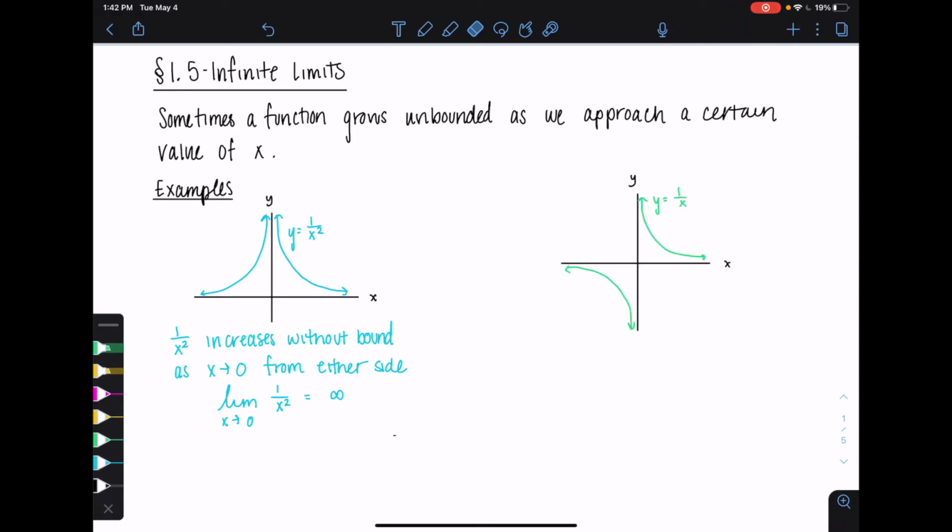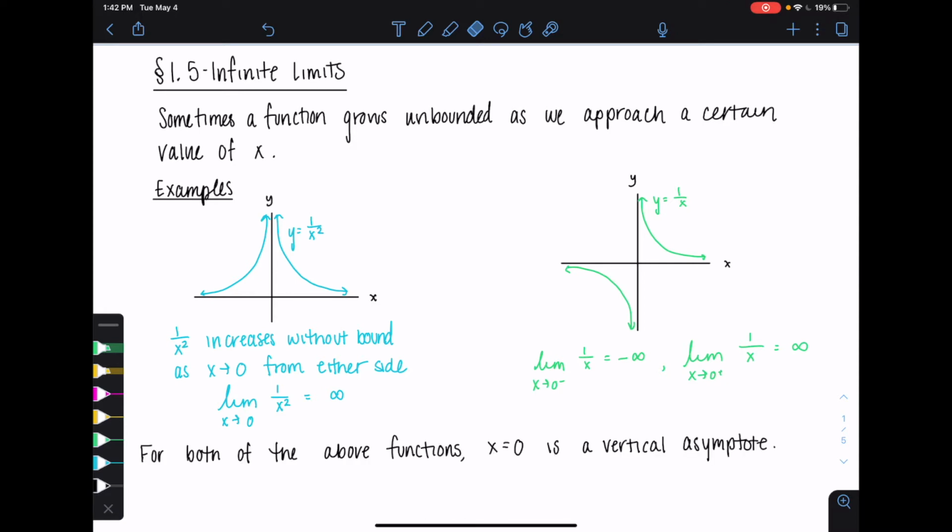If I look at 1 over x, though, on one side, as we approach 0, it goes to negative infinity. On the other side, it goes up to positive infinity. So here, the left-handed limit of this function is negative infinity. The right-handed limit is positive infinity. If you remember anything about rational functions, both of these have x equals 0 as a vertical asymptote.